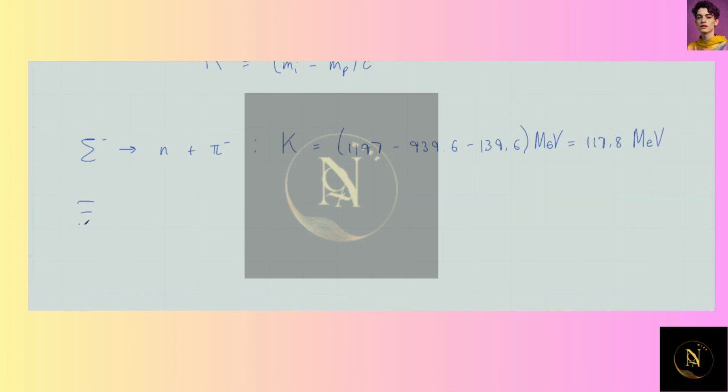For the neutral xi particle, we have a neutral lambda particle plus a neutral pi particle, and the kinetic energy K is equal to 1315 minus 1116 minus 135 MeV/c². And this is a total of 64 MeV/c².